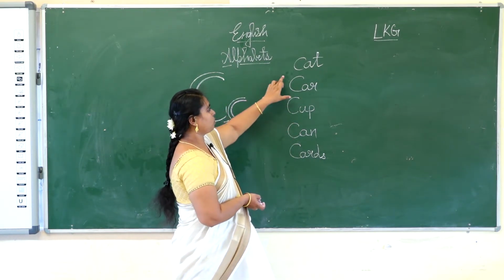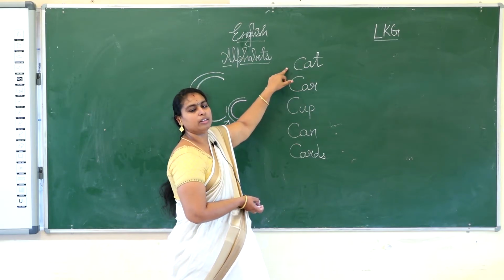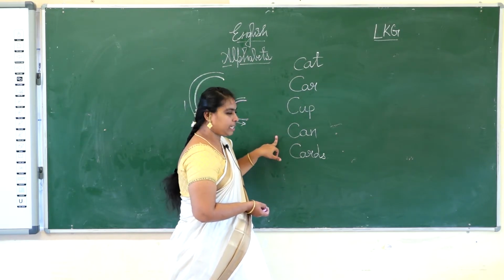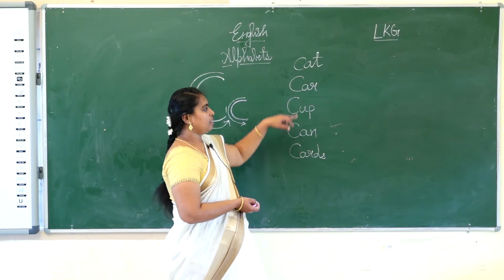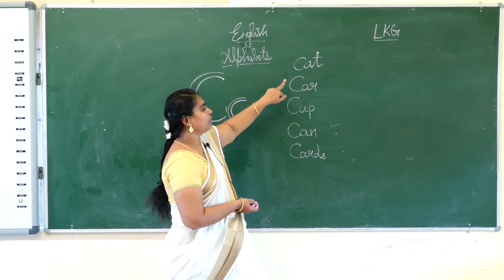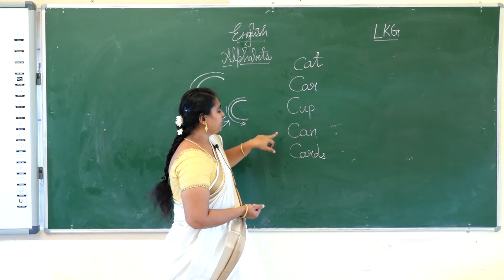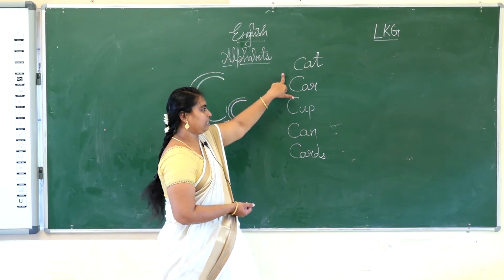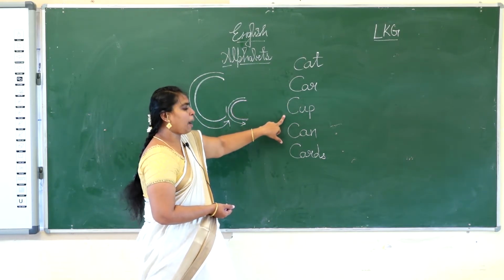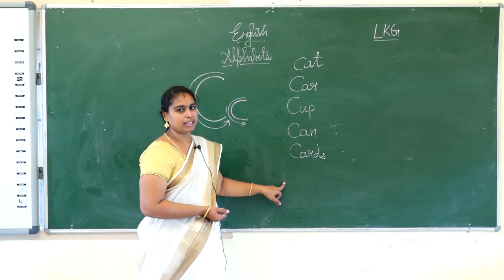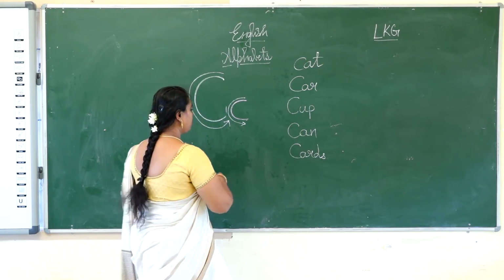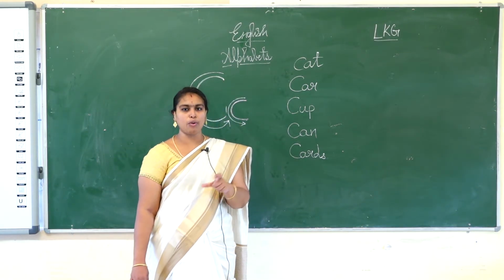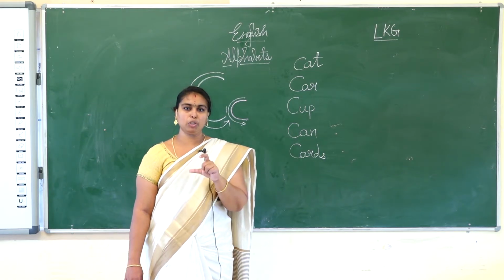Okay, children. Now say again. C stands for cat, car, cup, can, cards. Say again. Cat, car, cup, can, cards. Once again, say cat, car, cup, can, cards. What is the sound of C? K. If you know the phonetic sounds of each letter, you will be able to speak easily.